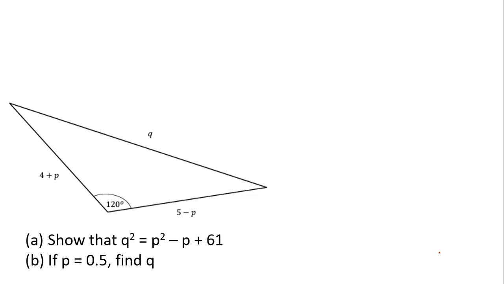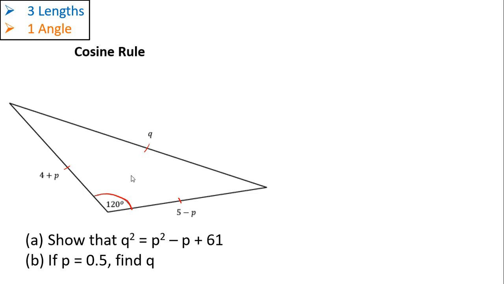Now, before we jump on to the complexity of the question, you need to realize that you're dealing with three lengths and one angle. That is this one, 120. So whenever we have three lengths and one angle, we are supposed to be using the cosine rule. Now, how do I decide which cosine rule formula, or which arrangement of the formula, I have to use?